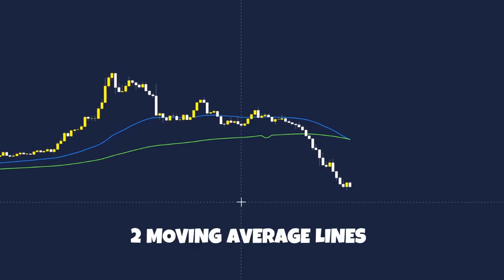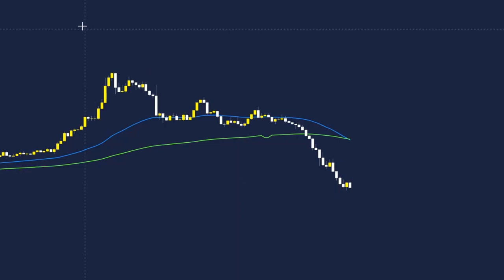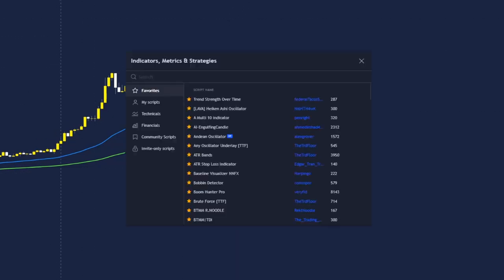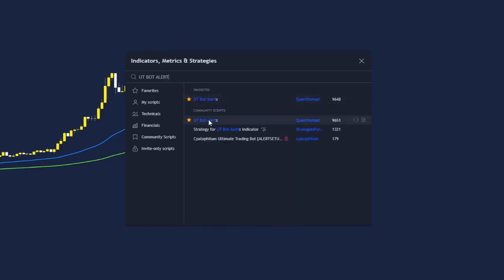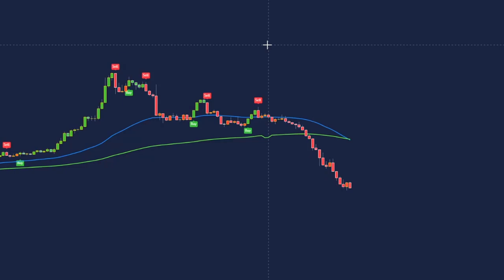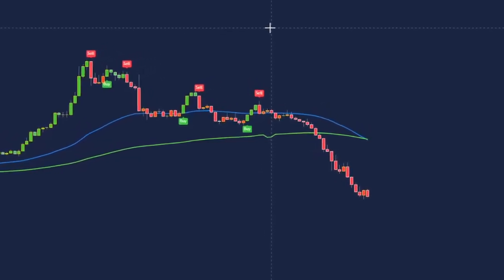We will be using these two moving average lines to predict trending markets. But we will need a final confirmation for entering trades. So let's add the UT Bot Alerts indicator to our chart. Keep the settings as default for now, and we can use this to tell us when to enter. So let's set up a trade.